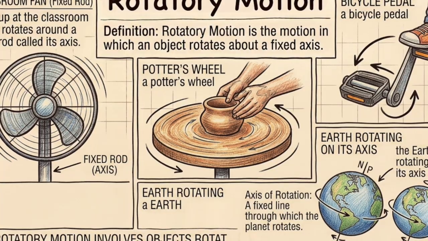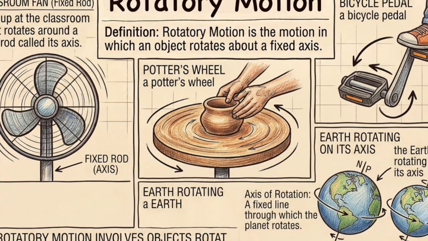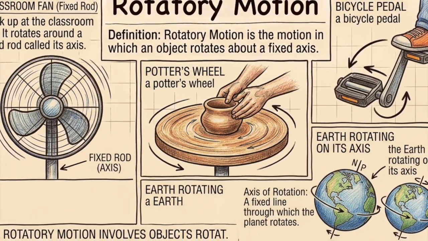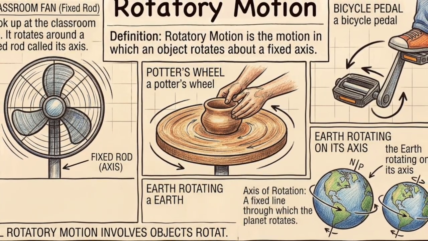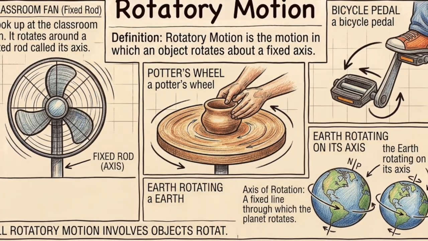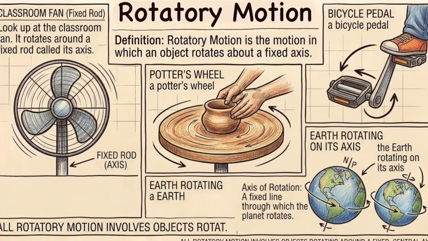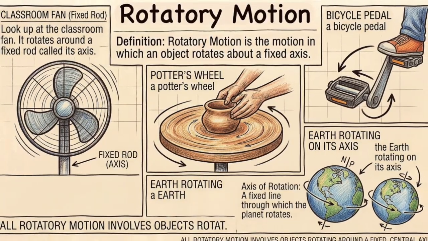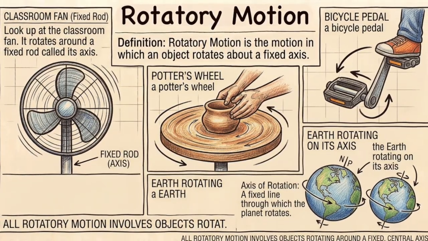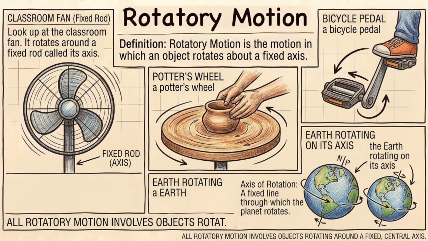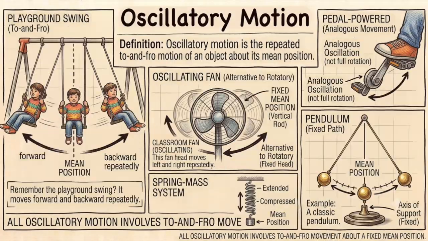Rotatory motion. Rotatory motion is the motion in which an object rotates about a fixed axis. Can you think of an example around you? Look up at the classroom fan. It rotates around a fixed rod called its axis. The other examples of rotatory motion are a potter's wheel, a bicycle pedal, and the earth rotating on its axis. Can you think of any other rotating objects?